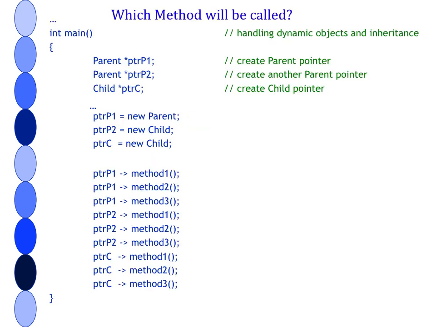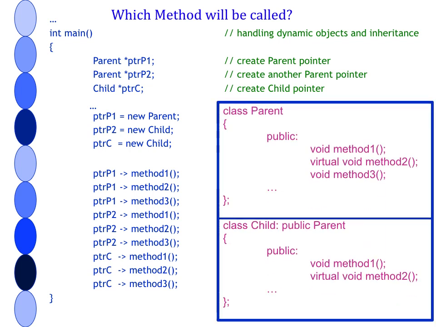So let's look at this implementation here. We want to be able to determine which appropriate method will be invoked or called once we execute this program. So we create 3 pointers. There's 2 parent pointers, ptrp1 and ptrp2, and a child pointer, ptr3. So then I create 3 dynamic objects. ptrp1 points to a parent object, ptrp2 points to a child object, and ptrc to a child object.